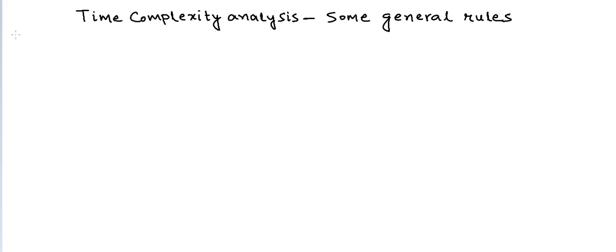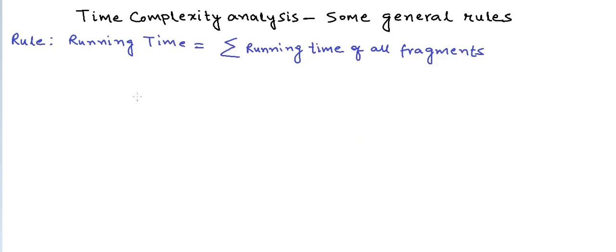And the rule is that we can calculate the running time of an algorithm by summing up the running time of the fragments in the program. And we will discuss this using some examples shortly. What we will basically teach you is, by looking at a code, you should first look at the running time for different fragments and then calculate the overall running time.